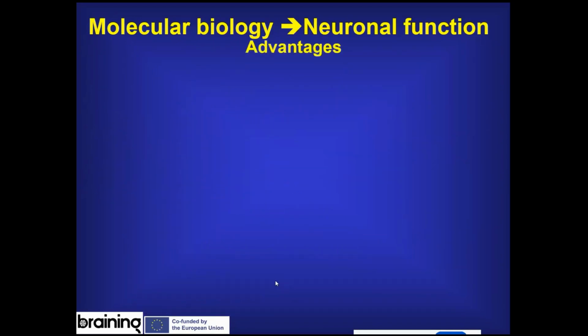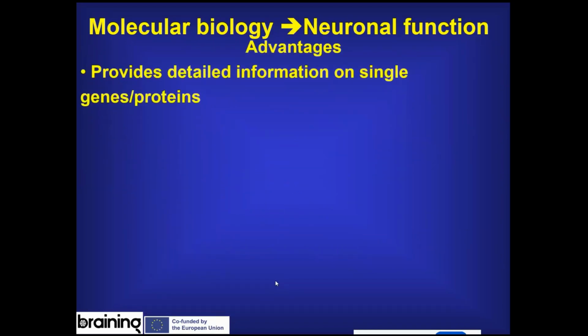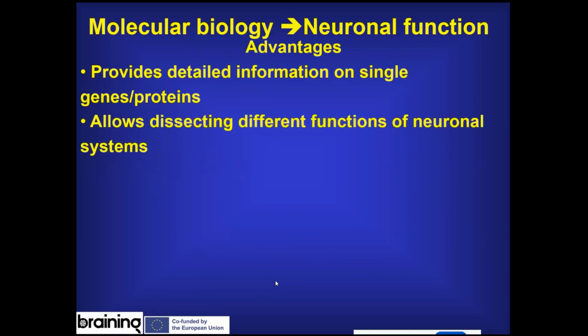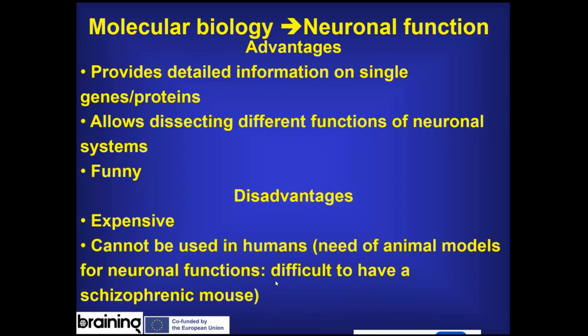The advantages of doing this kind of study is that it can provide detailed information on single genes or proteins. It can allow dissecting different functions of the neuronal system. The disadvantages are that it's expensive, especially with studies in animals, and it cannot be used in humans, because you need animal models for the neuronal function. Although some people are getting closer, it's very difficult nowadays to have a schizophrenic mouse.